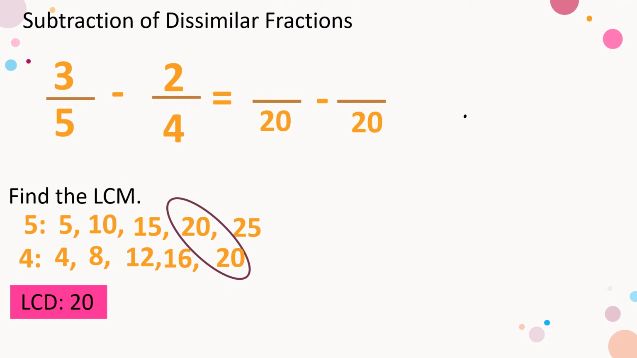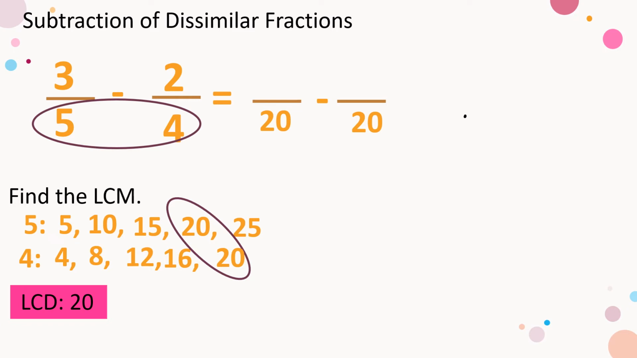Subtraction of dissimilar fractions. So I have here 3/5 minus 2/4. Again, we have the LCM already here, and that is 20, and that is also the least common denominator. So you're going to write it here, and then 20 divided by 5 times 3, 20 divided by 4 times 2. Okay? Because we need to make the two fractions similar first because they don't have the same denominators.